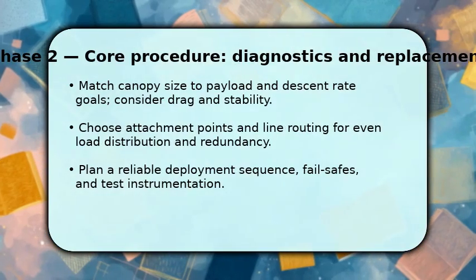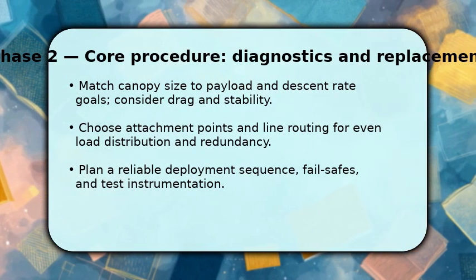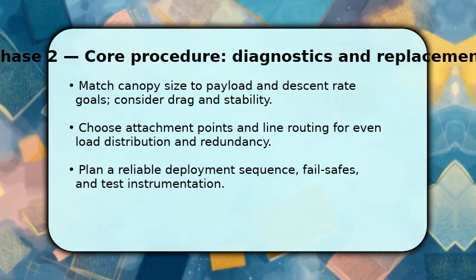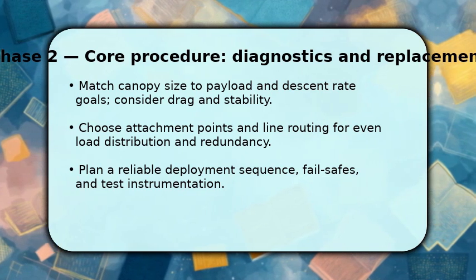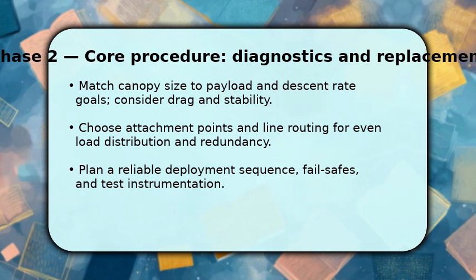Now you translate requirements into design principles. You determine canopy sizing for target descent rate and stability, and you consider how drag interacts with payload shape. Next, make sure load paths are evenly distributed via attachment points and routed lines.